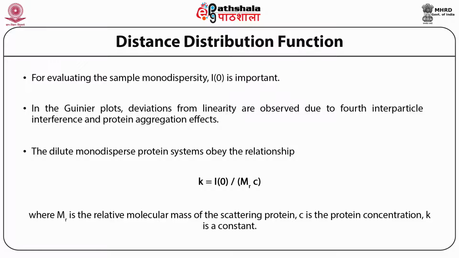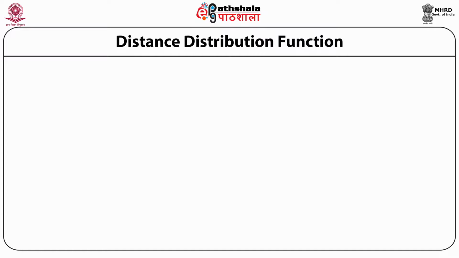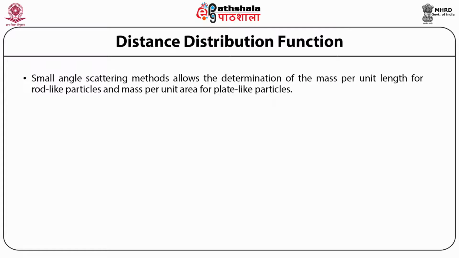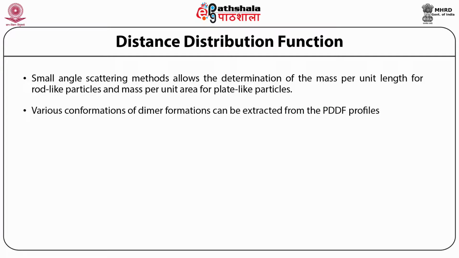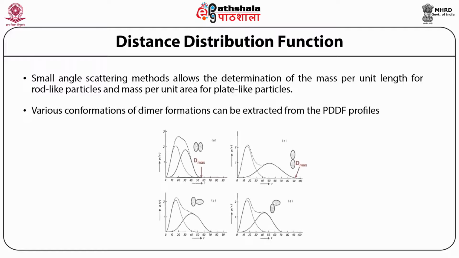K is a constant. The important feature of the small angle scattering method is that it allows the determination of mass per unit length for rod-like particles and mass per unit area for plate-like particles. Various conformations of dimer formations can also be extracted from PDDF profiles. This graph shows the different forms of dimers. Molecules can form dimers in different ways, and this can be extracted from the profile pattern.